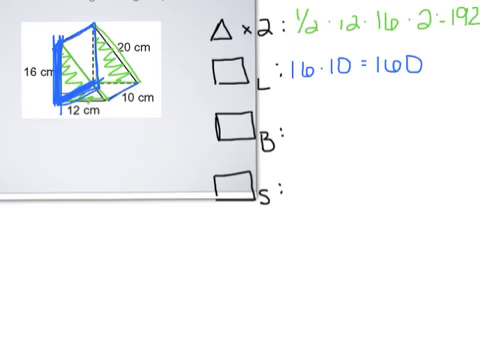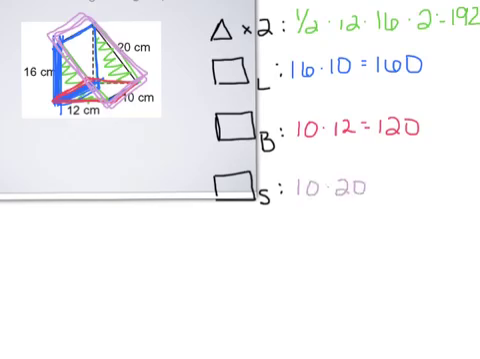And then, let me grab a different color. The bottom rectangle would be here. So what 2 numbers am I using for that one? 10 and 12. Yep. So 10 times 12 is 120. Okay. And then the slanted rectangle, or the top rectangle, would be this. What 2 numbers do I need for that? 10 and 20. 10 times 20, 200.